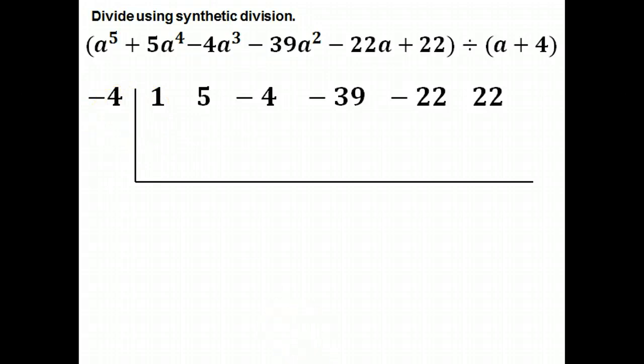Now, the very first step that we're going to do here is take this 1, and I'm going to bring it straight down. I just bring it straight down. Now my 1 is down here. Now I take this negative 4 times 1. Negative 4 times 1 is a negative 4. Now I bring that right back up here. That gives me a negative 4 here.